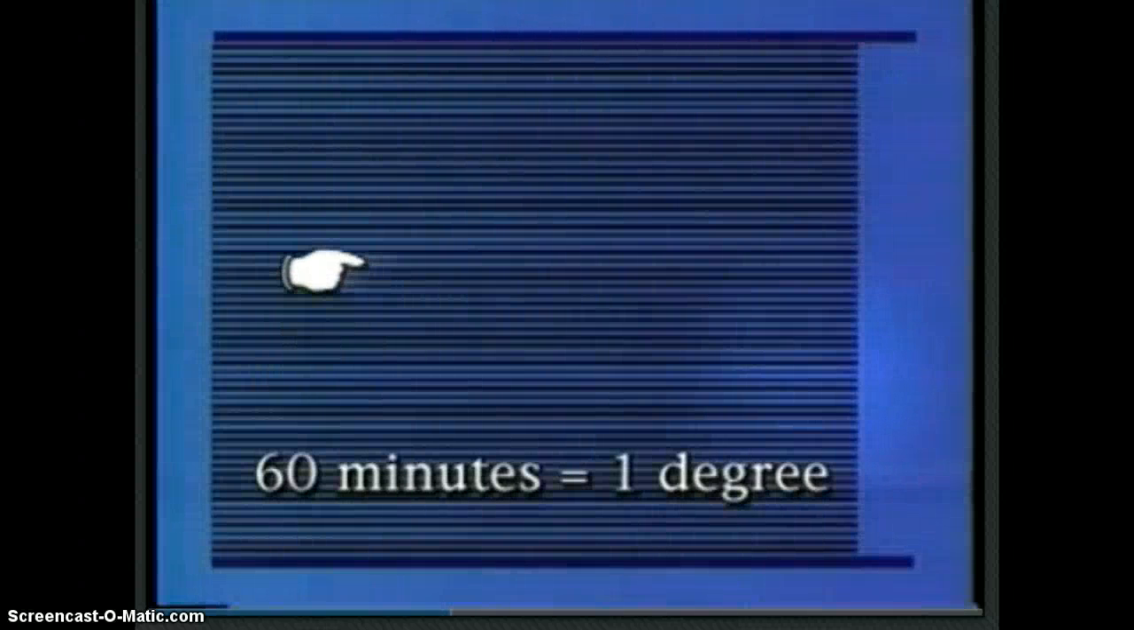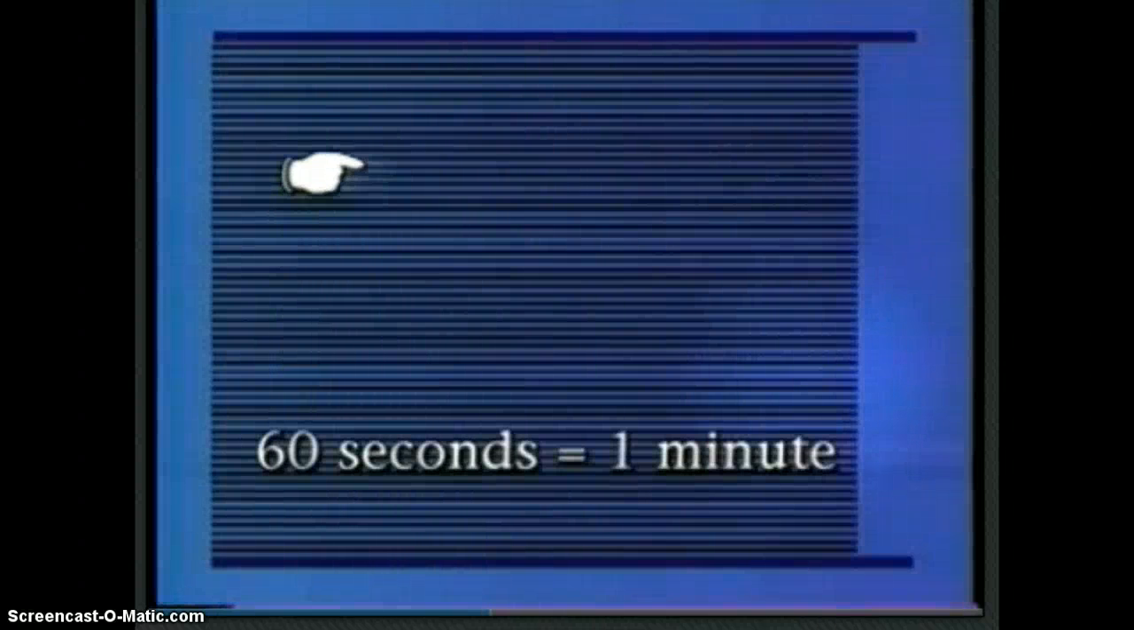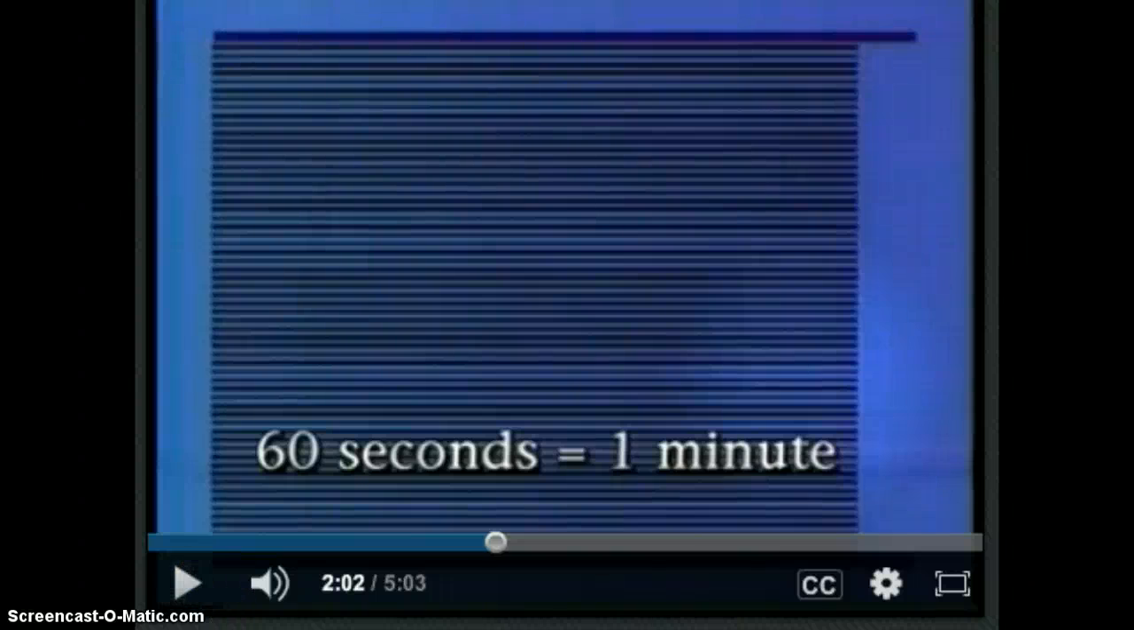Each degree can be further broken down into minutes. There are 60 minutes in 1 degree. This is the symbol for minutes. Minutes can be broken down into even smaller measurements known as seconds. There are 60 seconds in 1 minute. This is the symbol for seconds.